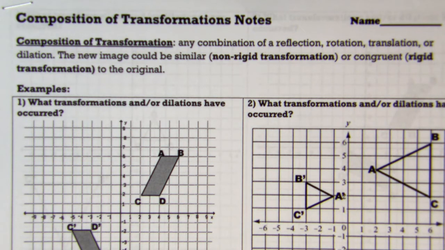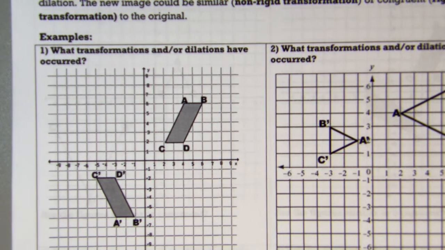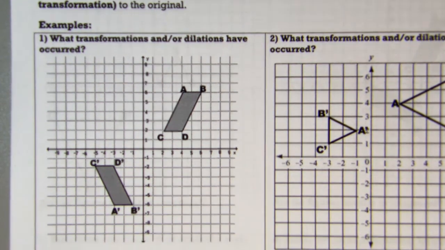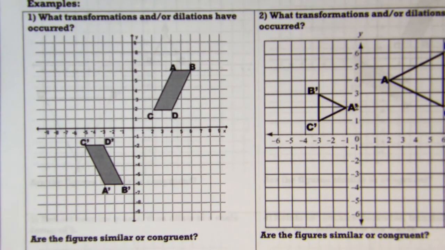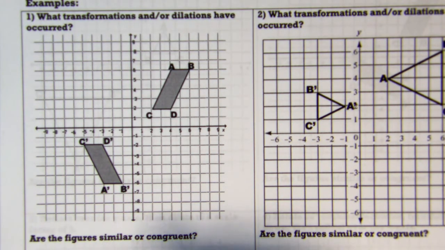Alright, that's the first point we're going to actually talk about, especially with our first problem. It asks what transformations or dilations have occurred. The first thing you need to think about when you do these is, is it similar or congruent? We know that congruent is same shape, same size. It's just a shape that is flipped, rotated, or moved, so there's no size change there. Similar is same shape, different size. That's when we see a dilation occurring.